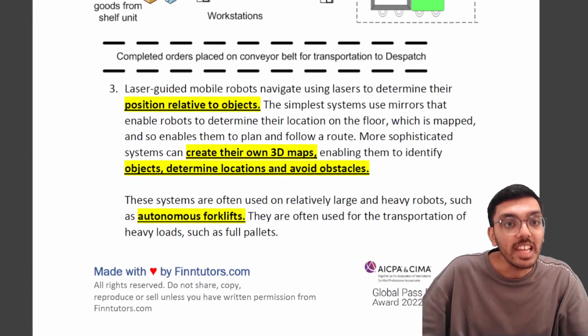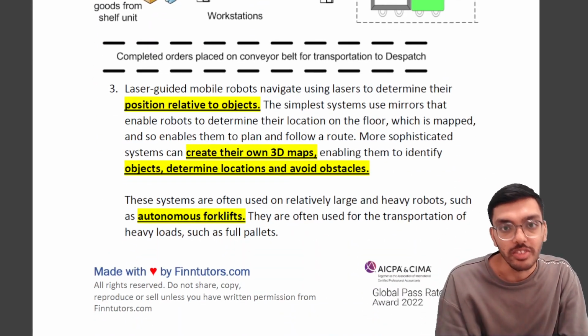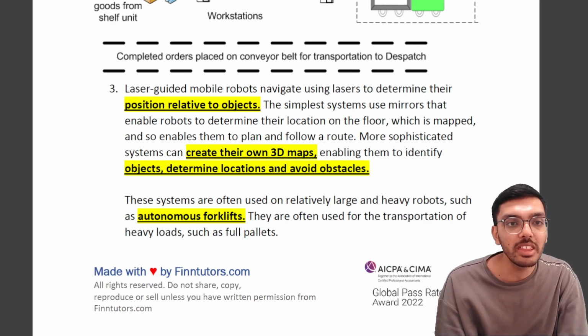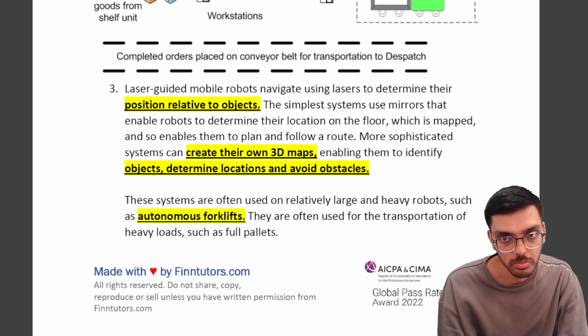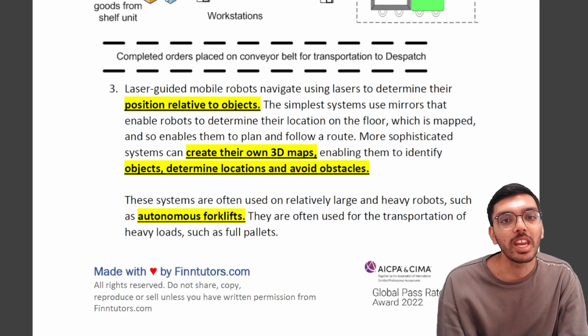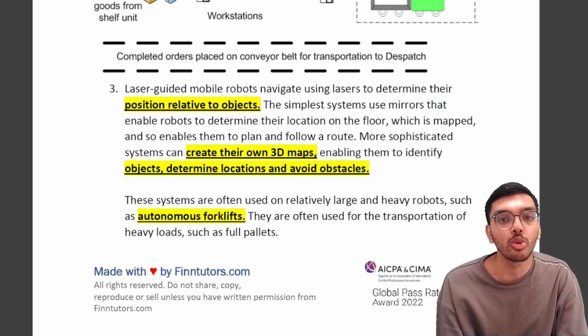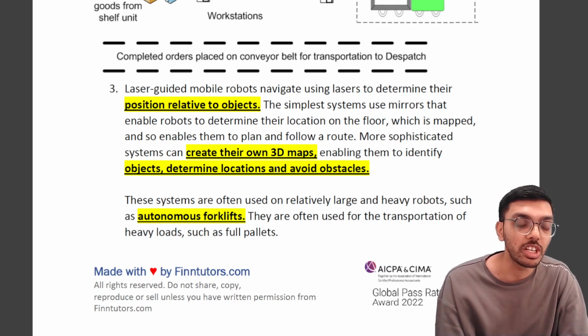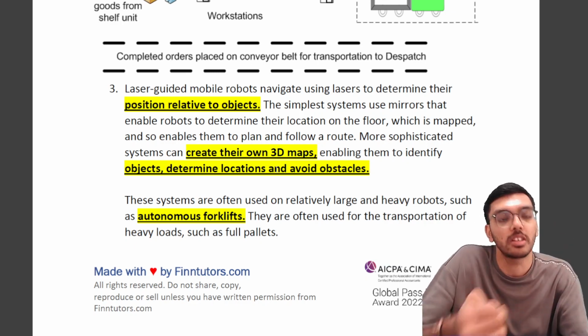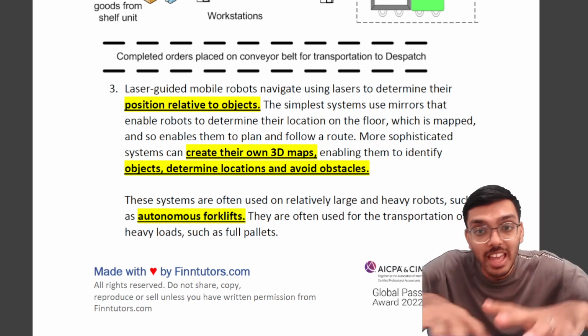Third, you have laser guided mobile robots. They navigate using lasers to determine their position relative to objects. The simplest systems use mirrors that enable robots to determine their location on the floor, which is mapped, and so enables them to plan and follow a route. More sophisticated systems can create their own 3D maps, enabling them to identify objects, determine locations, and avoid obstacles, because they are laser guided and they have a mapping system.